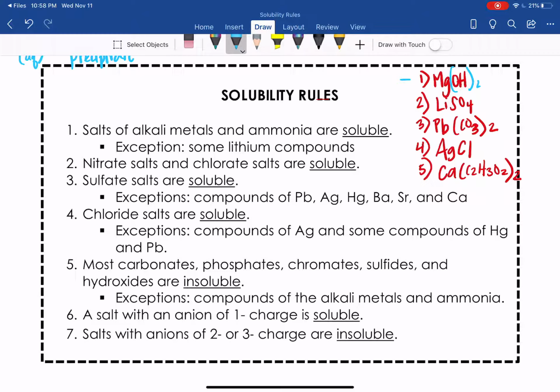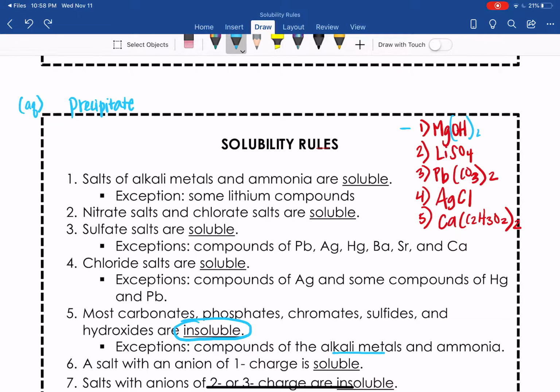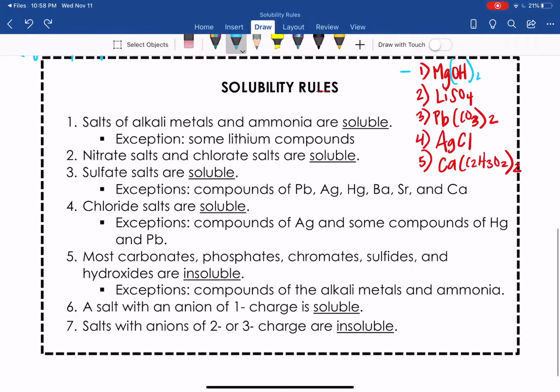Most carbonates, phosphates, chromates, sulfides, and hydroxides are insoluble. Note here it says exceptions, compounds of the alkali metals and ammonia. We don't have an alkali metal, we don't have an ammonia, so we are going to call this compound, sorry, I'm trying to erase some of my stuff so it doesn't get too messy here. We would call this insoluble, due to rule number 5. Magnesium hydroxide is insoluble because it's that hydroxide there, and it tells us it's insoluble.